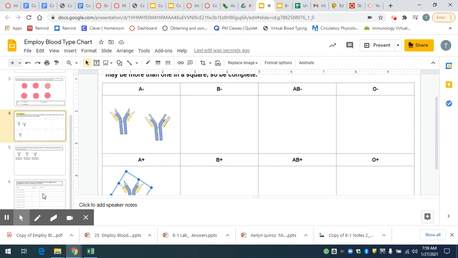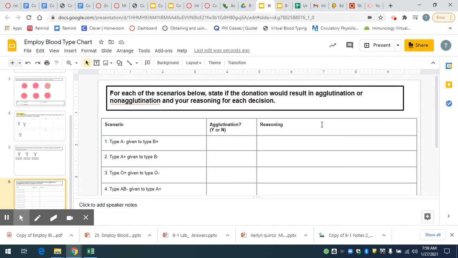The last part then is you're going to apply this information that you know and tell me if this person donated to this person, would that result in agglutination? Agglutination is the fancy word for clumping. So you're telling me, is it going to clump, which is a bad thing. That means you cannot donate. But don't answer if you can donate or not. You're answering if it clumps or not. So be careful that you put the right Y or N based on the clumping.